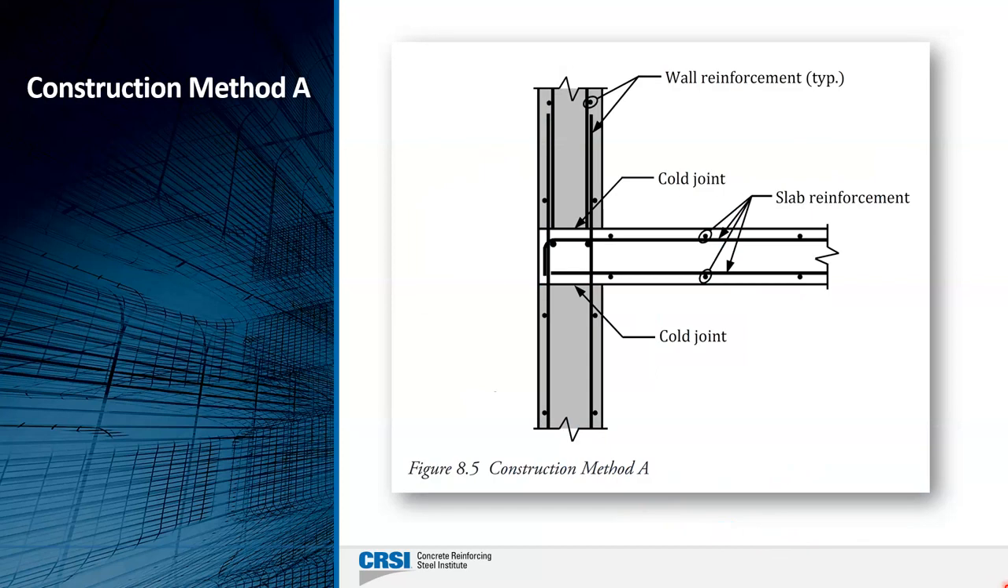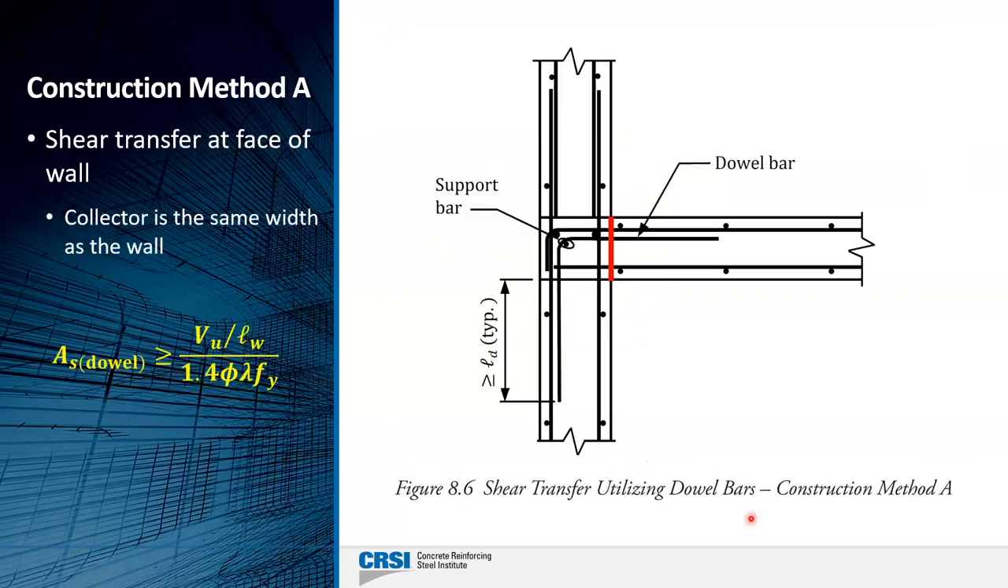Now, there's generally two different construction methods, especially for building structures. One method is where the wall is built up to the underside of the slab, then the slab is constructed, and then the wall above is constructed. So you're going to wind up with a cold joint above and below that slab. And we need to find out what the forces are in order to put the right numbers into that equation that I just showed you.